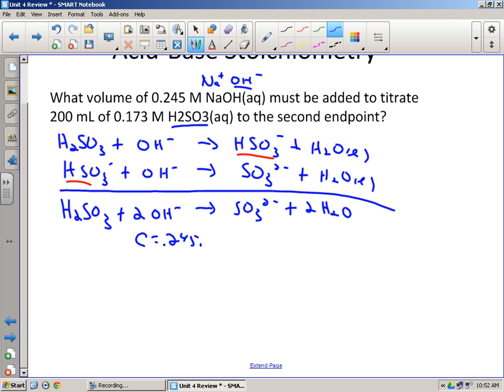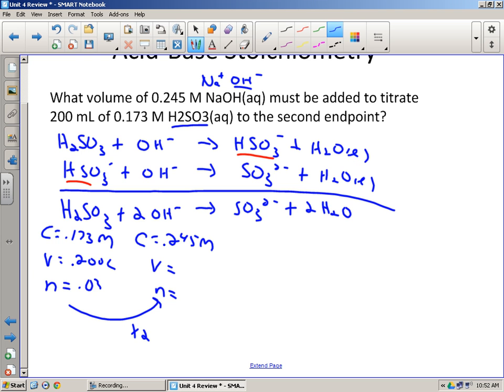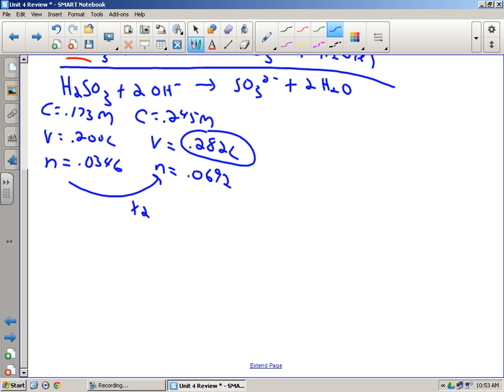Concentration here is 0.245 molar. It says that this concentration is 0.173 molar, and I'm using 200 milliliters of it. So I can find N, and I can move N over times 2, of course, don't forget, that's the important part there. And I can find V, the equivalence, what volume basically in this case they're asking for. So the equivalence point must be added to titrate to the second endpoint. Let's see, get about 0.0346 here, which means I get about 0.0692 there, and this works out to be about 0.282 liters to the second endpoint, which probably means that the first endpoint happened at 141, half as much, of course, right? Because we're going to the second endpoint, so once again we'd have to assume that x and 2x kind of thing.